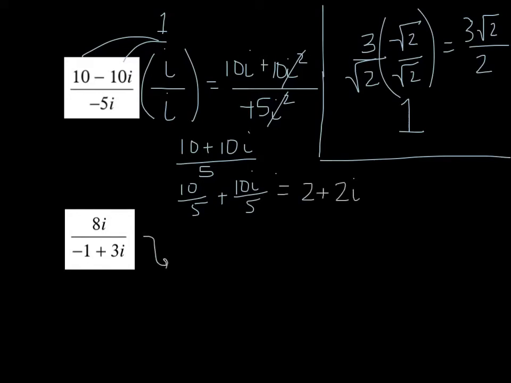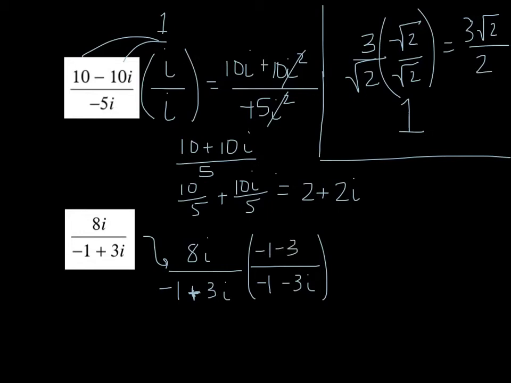Excellent. Now this one's a little different. This one I cannot rationalize by multiplying just by i, because if I distribute the i I end up with an i times a negative 1, and that's not going to work. So instead what I'm going to do is use the difference of squares pattern. So I have negative 1 plus 3i, I'm going to do negative 1 minus 3i over itself. Again, still a unit factor, still equal to 1.